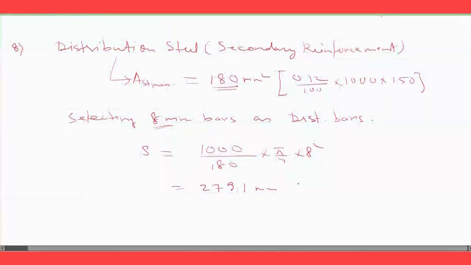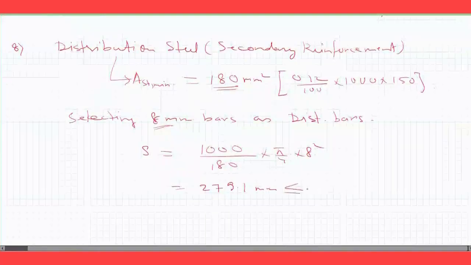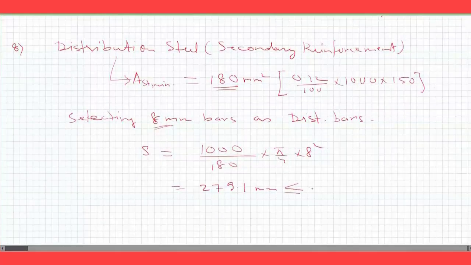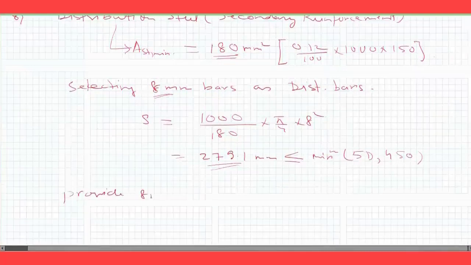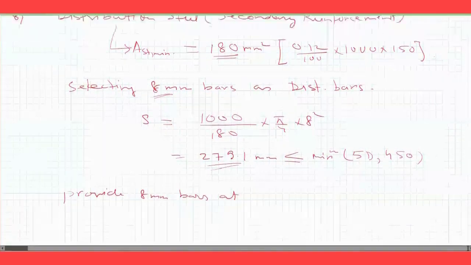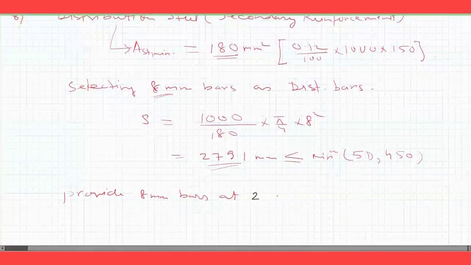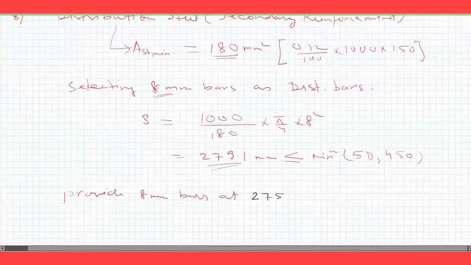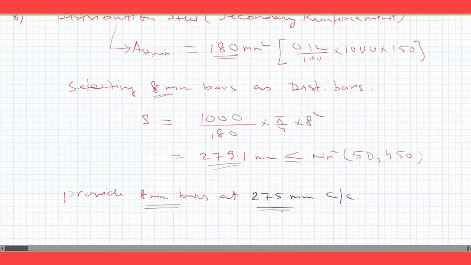So what is the maximum spacing for the distribution bar? It should be minimum of, you remember, 5D or 450. So I can clearly see this spacing is less than 5D and 450. So I'll write: provide 8 mm bars at 279.1. So let us go with 275 millimeter center to center. So this 8 mm bar provided at 275 millimeter center to center is the distribution bar.